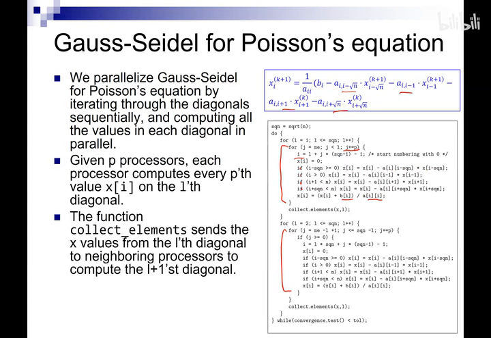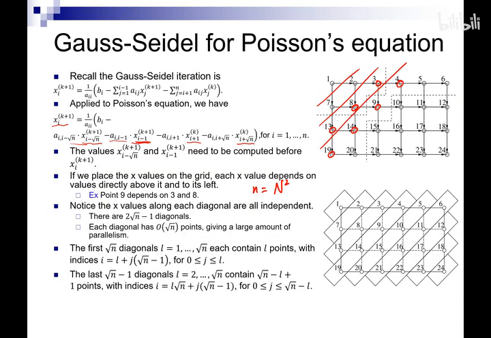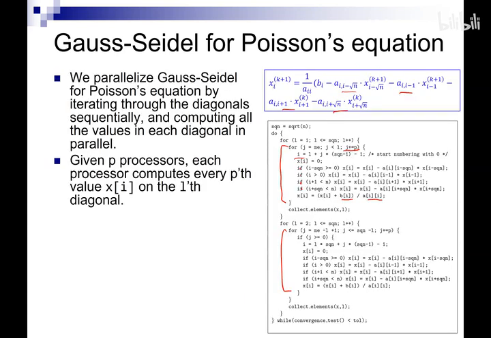And then these collect elements functions, right? They just collect these values. This is some sort of communication function where you collect these new values that you computed, and then you distribute these to your neighbors. So for example, over here, after you compute, let's say, this value, you need to distribute this to your neighbors so that they can use them for the next diagonal. So that's what's being done in collect elements.